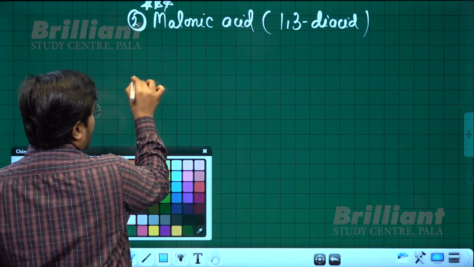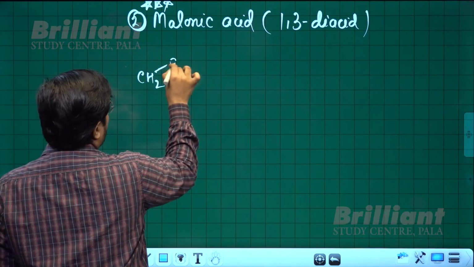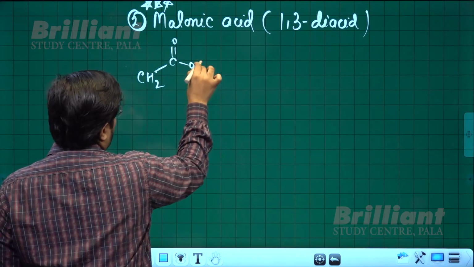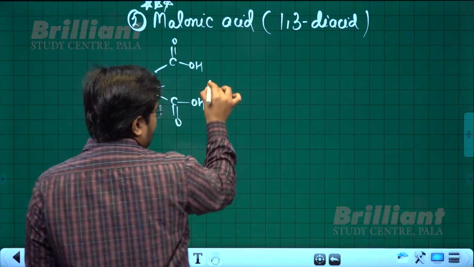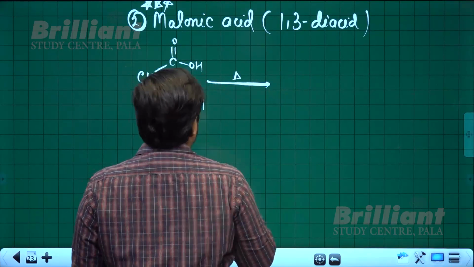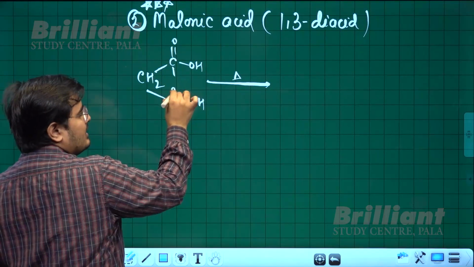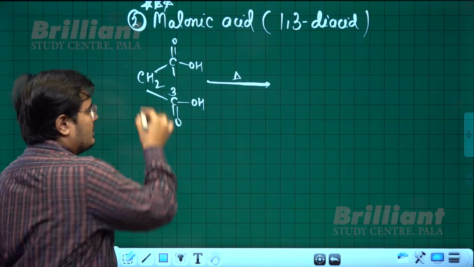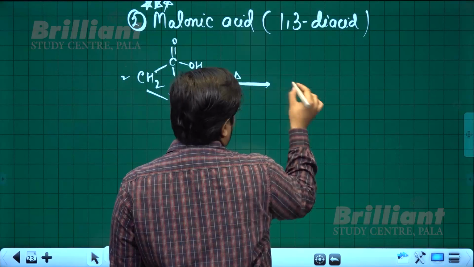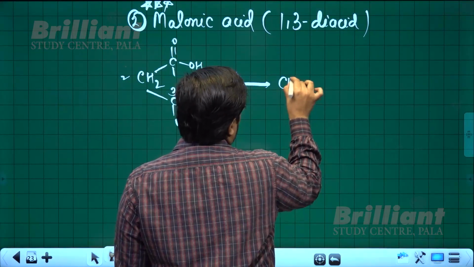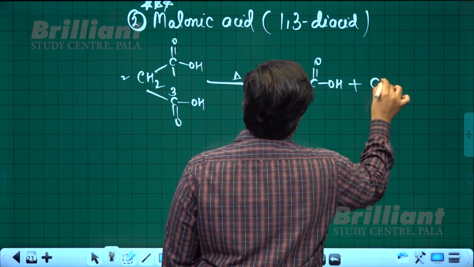So let me write it as CH2, COOH, COOH. What will happen in this case is, if you are heating it, then 1,3 acid in the sense, if you number this carbon as 1, then the other carboxylic part will get the third number. So 1, 2, 3. So this on heating is actually going to decarboxylate and will give you acetic acid plus CO2.